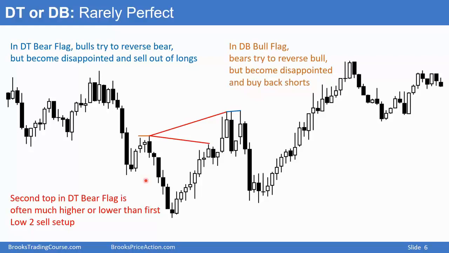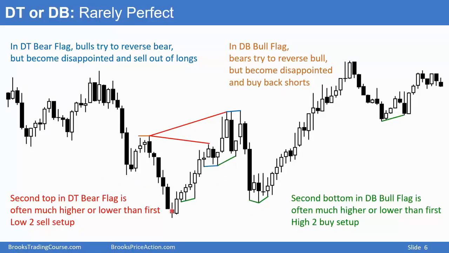In a bull trend, there's often a double bottom bull flag, and it's 2 attempts by the bears to reverse the bull trend. They become disappointed and buy back their shorts. The bulls are confident that the bears will fail, and they buy as well. The bears twice tried to reverse, and they gave up. They twice tried to reverse here, and they gave up. Here, they tried to reverse, and gave up. They tried to sell off here, and gave up.